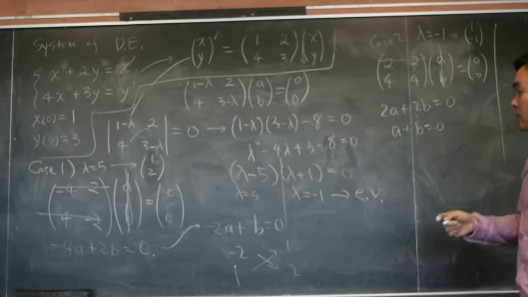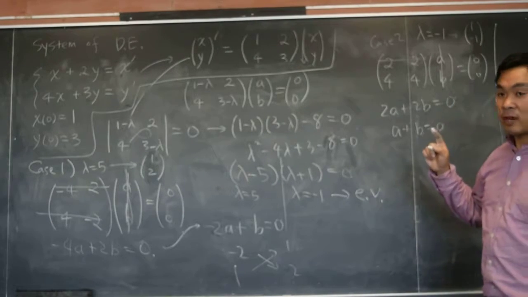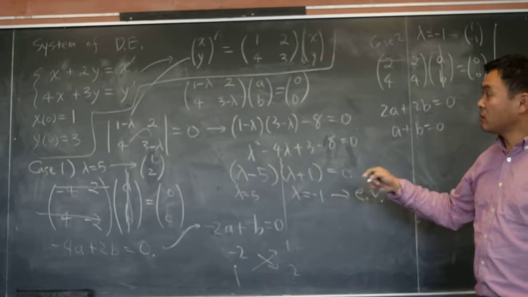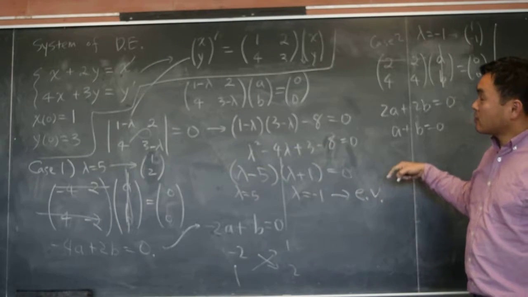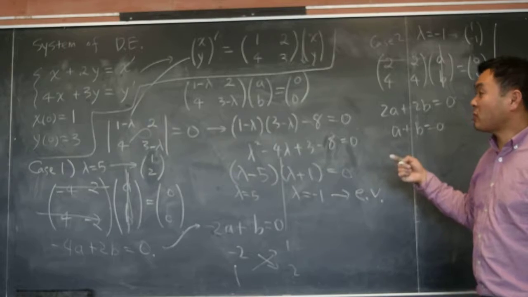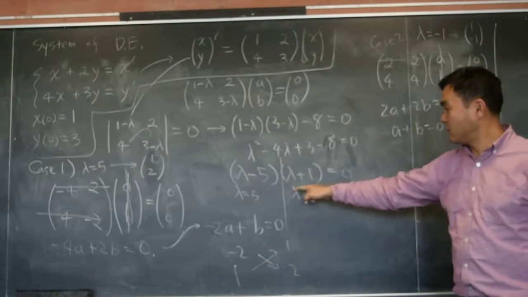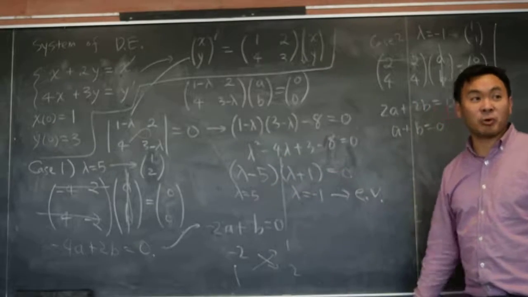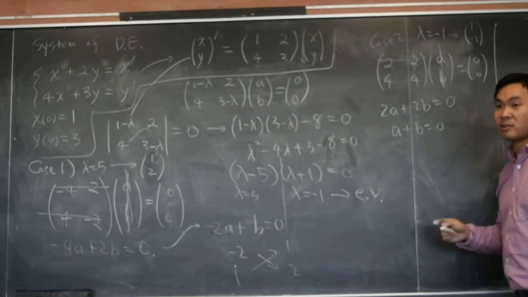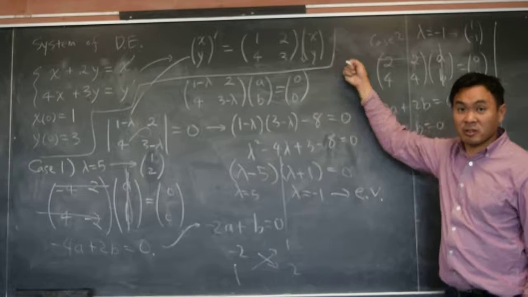So that's how you get an eigenvalue and an eigenvector. The easiest case is when you have two real eigenvalues, and you can find one eigenvector for each of them. In that case, this can be solved easily.